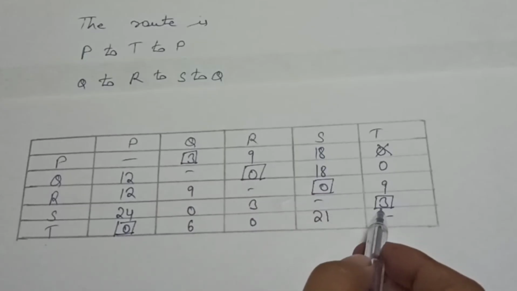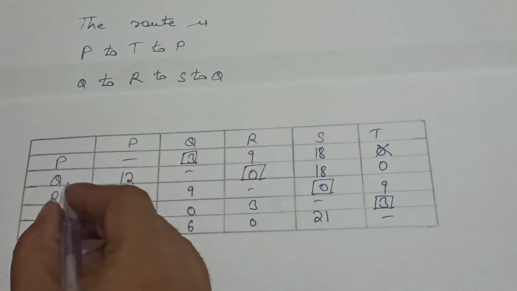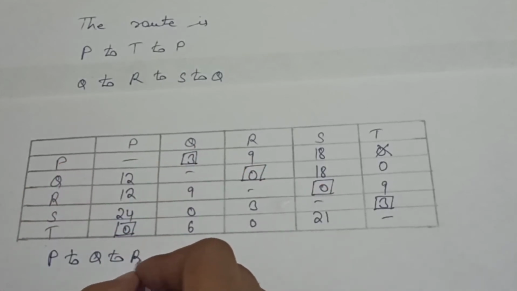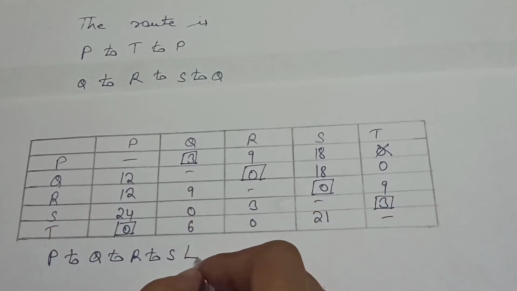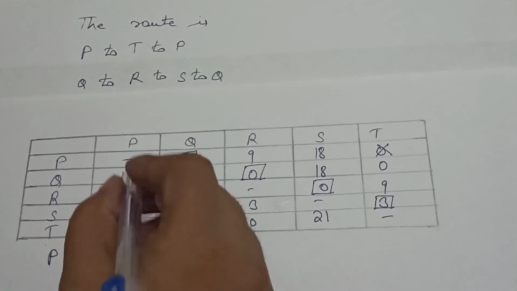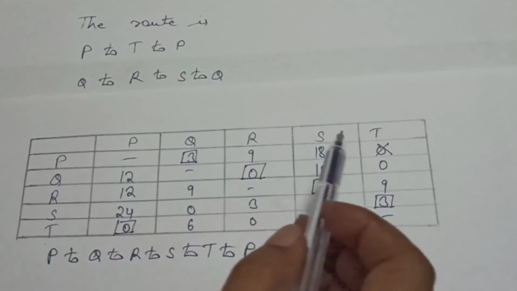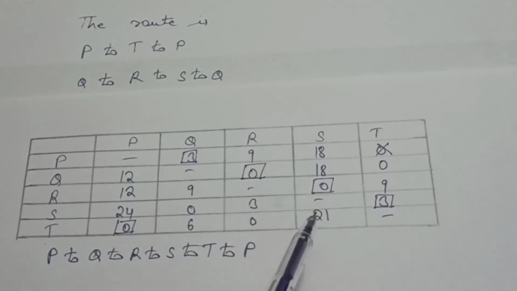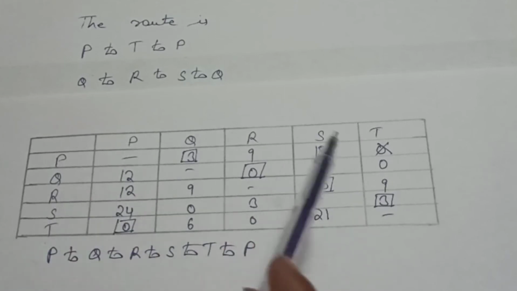Now you can see this is the route. P to Q, Q to R, then R to S, then S to T, and then T to P. So you can see this solution satisfies the traveling salesman's condition. He will go to P city, then Q city, then R, and then S, and then T, and then he will return to P city, his first city. So this solution satisfies his condition.